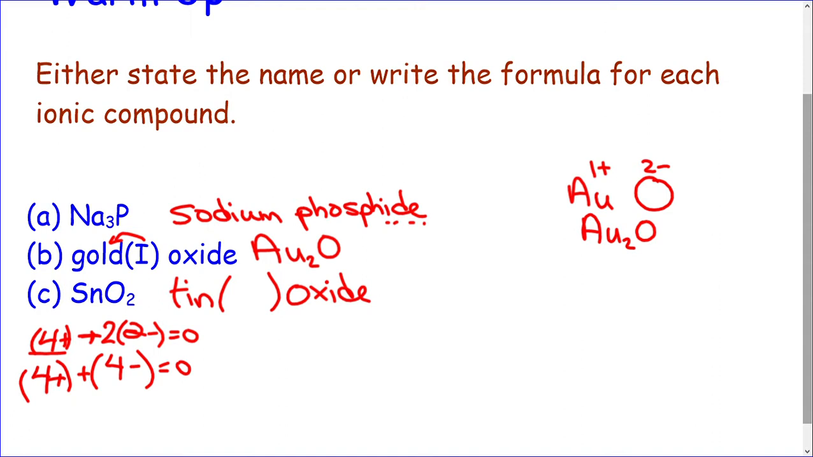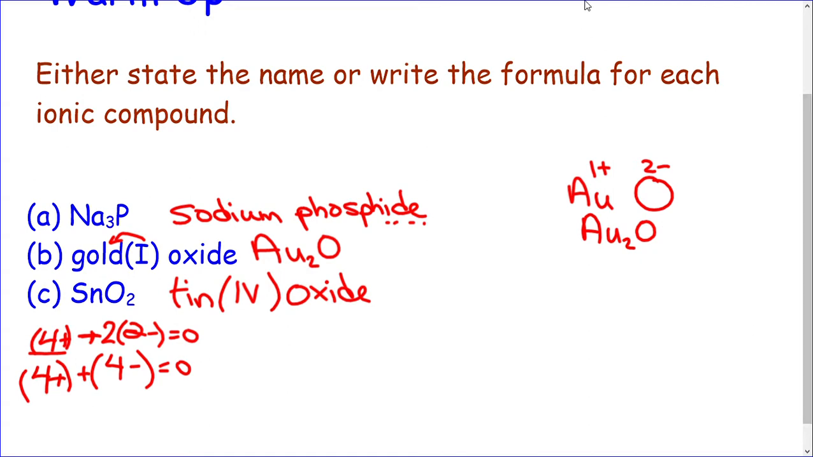When I look at the table and I see it can have multiple charges, I really have to look and see, what do I need to balance this out to be 0? And what I find is that I need that 4 ion to come out. So it'd be tin 4 oxide.